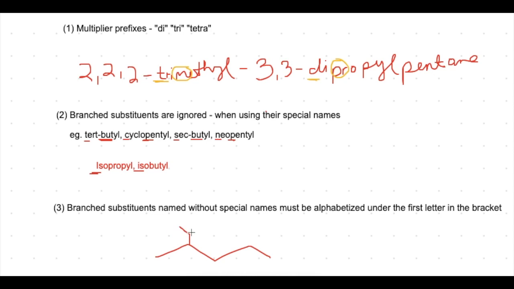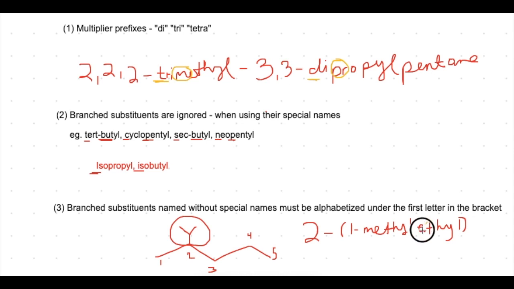However, when we have branch substituents like I talked about earlier, something like this, where we have this isopropyl group. But if we didn't name it as isopropyl, it would have been named as a 2-(1-methylethyl). If there were other substituents in the group and you were putting them in alphabetical order, this substituent would not go under E for ethyl. It would go under the very first letter in the bracket, which is M for methyl.